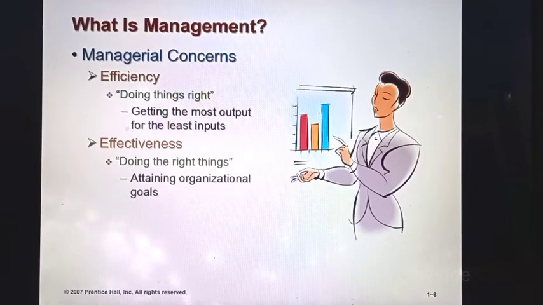You are effective if you do the right things. You are efficient if you're doing it right. So effectiveness is attaining the goal, doing the exact right thing, and efficiency is mainly concerned with the process.